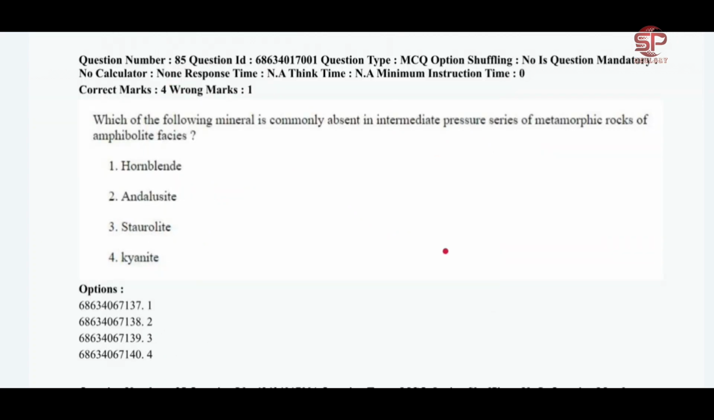Which of the following minerals is a common constituent in the intermediate pressure series of metamorphic rock? You may find hornblende, which is a constituent of amphibole phases. Then andalusite is a low pressure variant, so it will not be a constituent of the medium pressure series, that is amphibolite. Staurolite is also found within amphibolite phases. The answer will be andalusite.